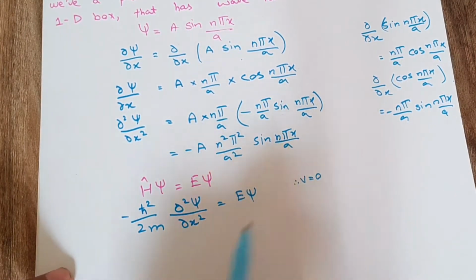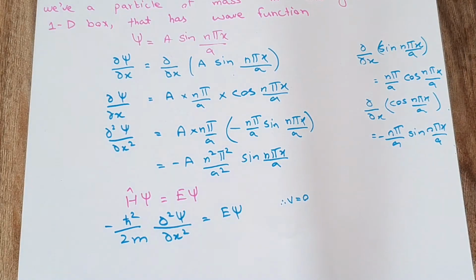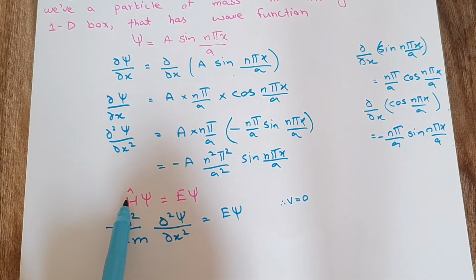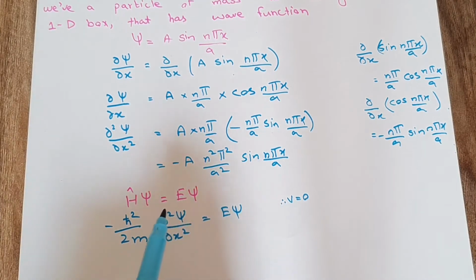Okay, I have taken potential energy to be equal to 0. As you know that during the calculation of the solution of particle in one-dimensional box, we take potential energy to be equal to 0. We assume the potential energy to be equal to 0. So we have a Hamiltonian operator of this form here, and this psi has just come from here. Okay, and this is the equal to sign, and this is the energy value, and this is the psi again. So this is how I have put the value of Hamiltonian operator.